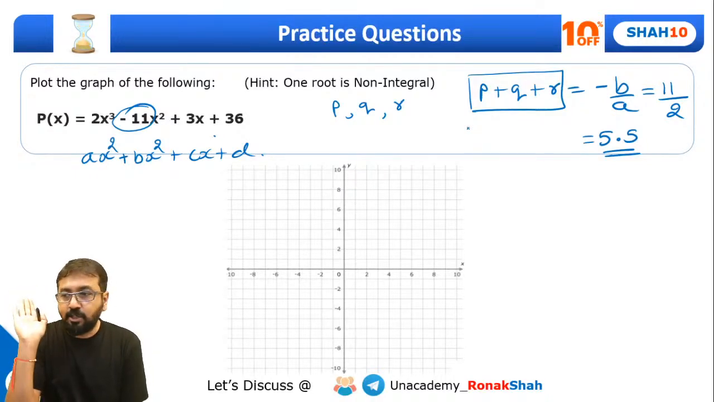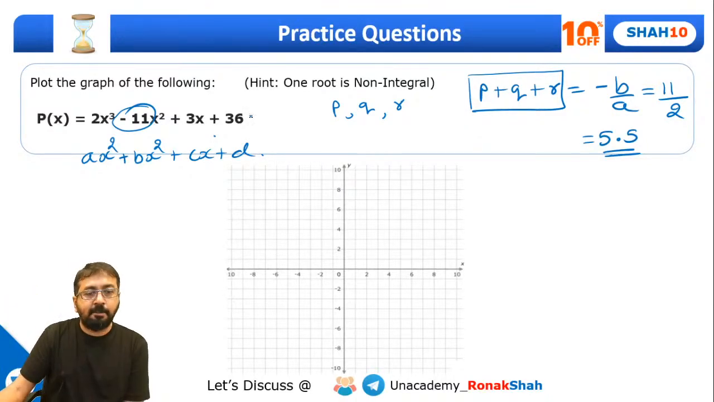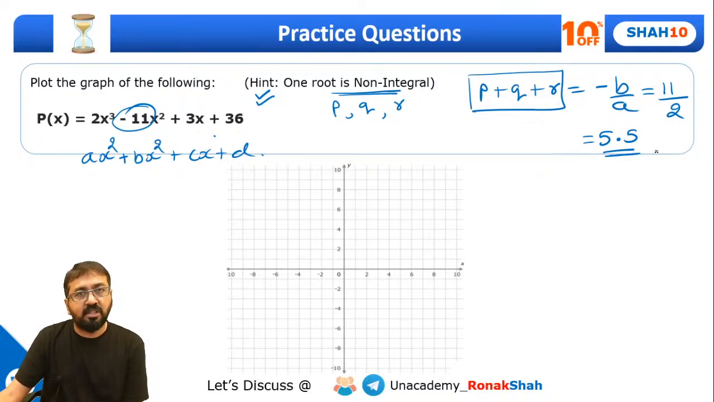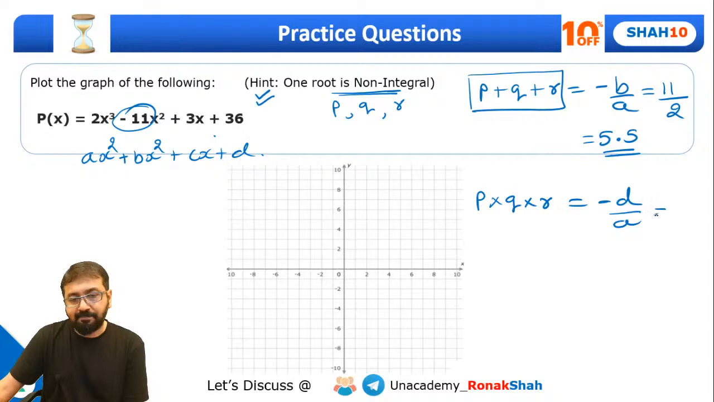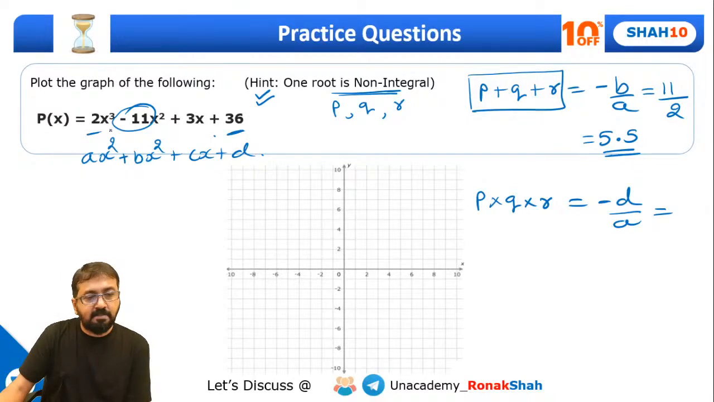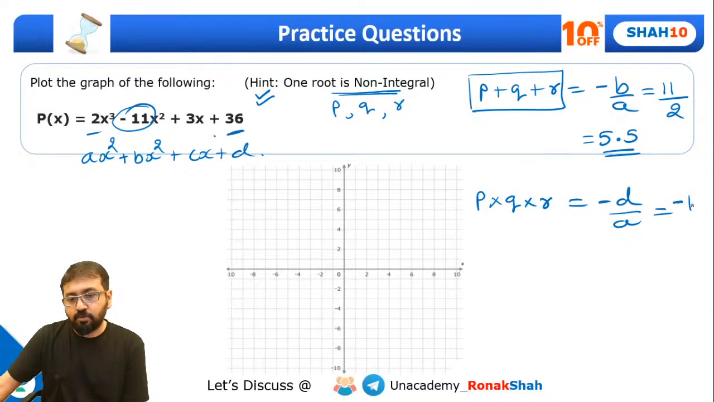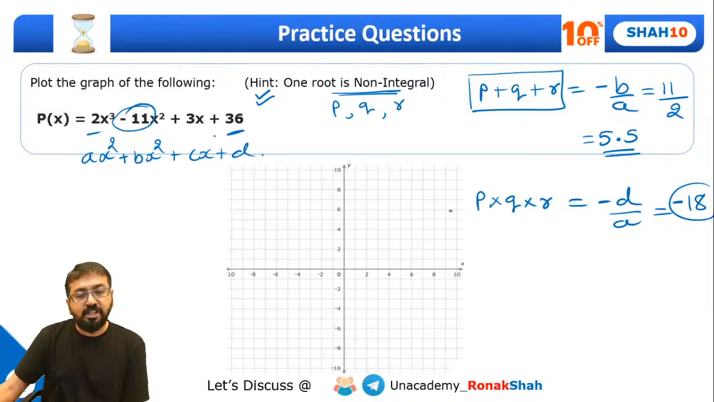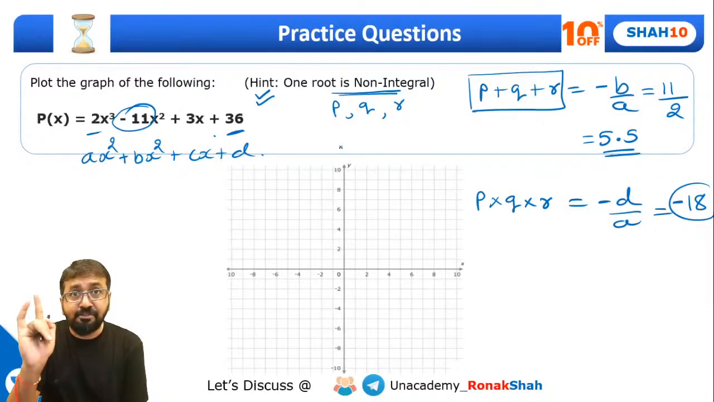मतलब उसका decimal का value होगा शायद. और यहाँ पे मैंने एक हिंट भी दिया हुआ है, one root is non-integral, that you can make out by this summation, right? Okay, then you can check for the product of the roots p into q into r, which is equal to minus d by a. Now what is d? 36 by 2, so minus of 36 by 2 will come out to be minus 18, so definitely one of the roots is negative.